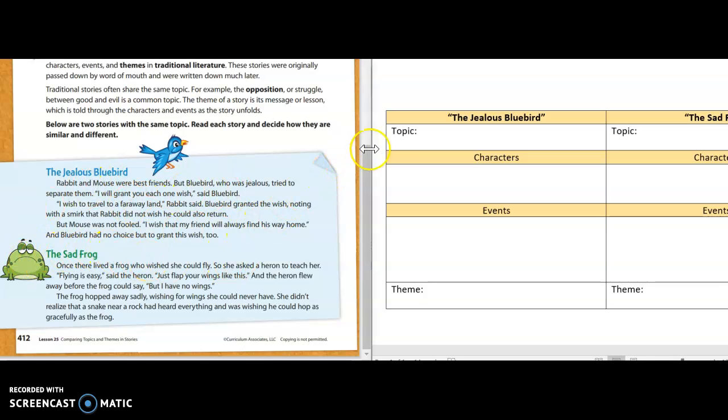As I'm reading, I'm going to think about who the characters are, what events are taking place, and then I'm going to determine the theme. So follow along with me. We're right here on The Jealous Bluebird.